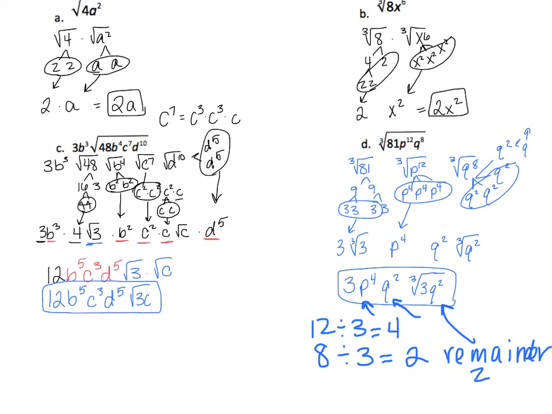So that's with cube roots. With square roots, it's very similar. You're just dividing by 2 and determining if there is a remainder. If there is a remainder, that's going to go on the inside. So I'll practice it as the videos go on and show you that it's really just dividing. You don't have to worry about breaking down the variables as much as the numbers.